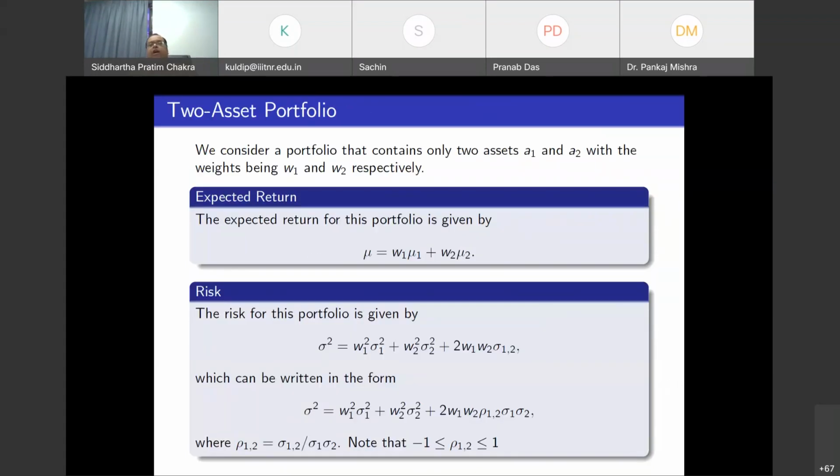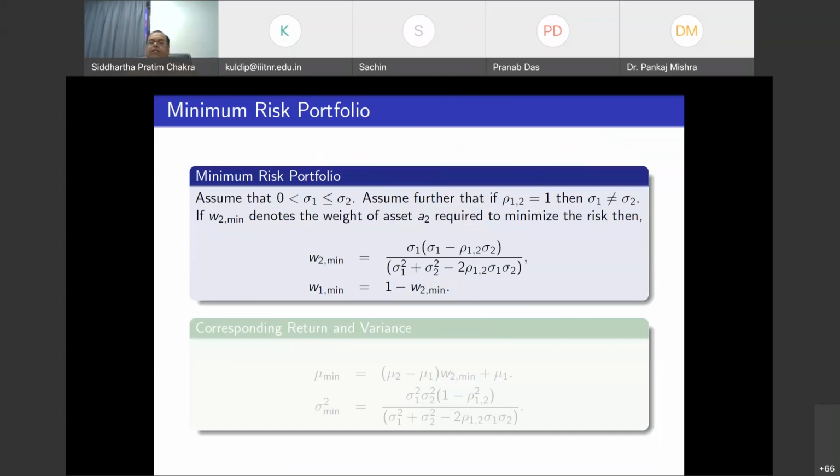Now that we have looked at this two asset portfolio and we have the expected return and risk, let us start determining what is going to be the best choice of W1 and W2 with a certain objective in mind. So we can take one objective. Let us first look at a simple objective where, amongst all combinations of W1 and W2, I want that combination which gives me the minimum risk.